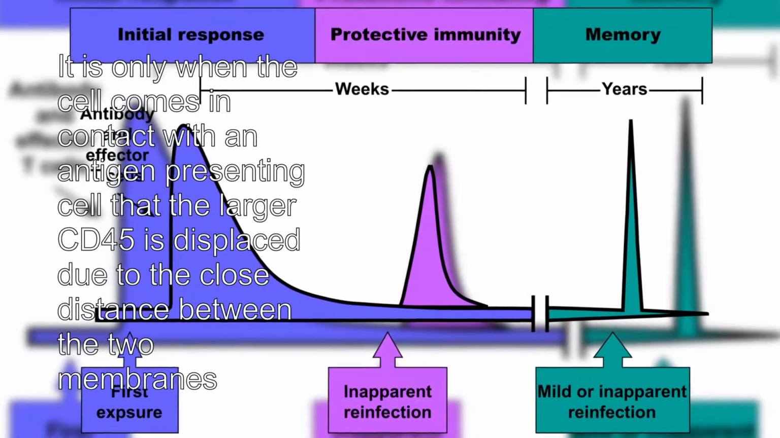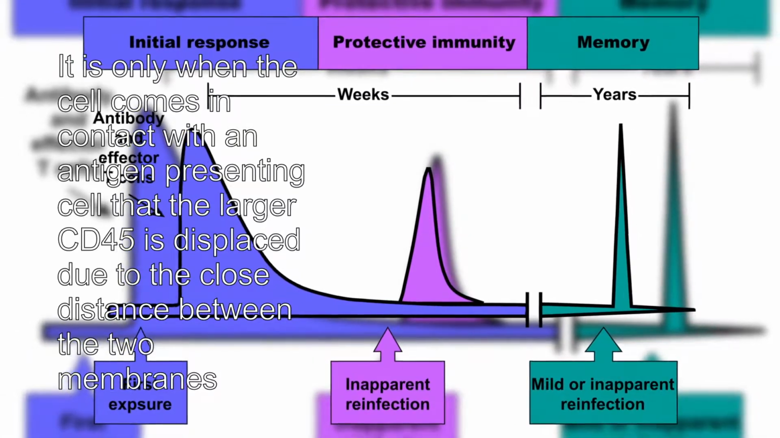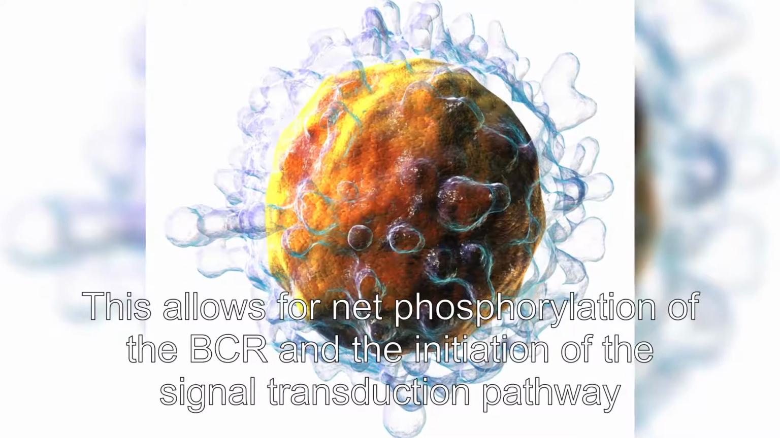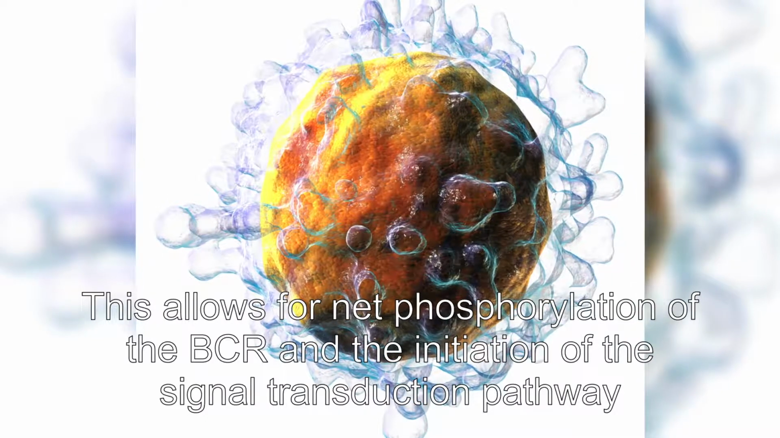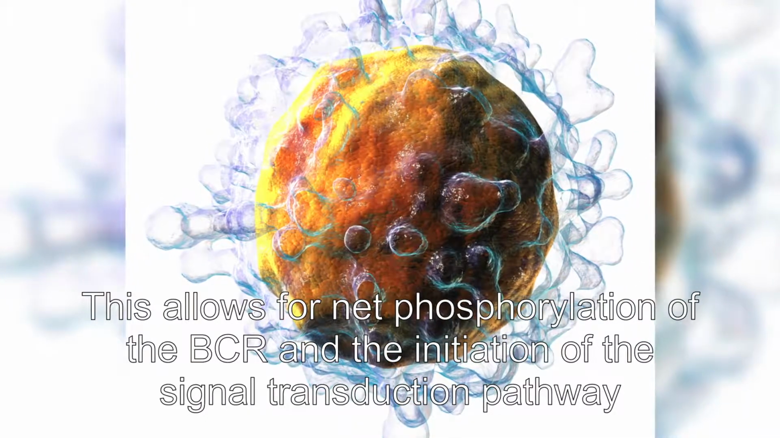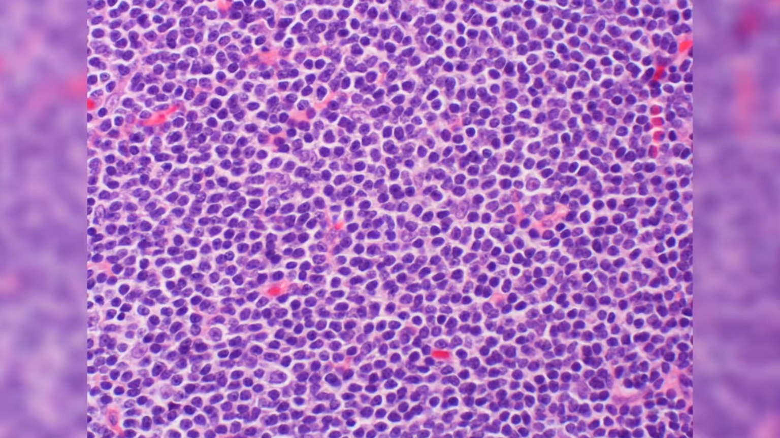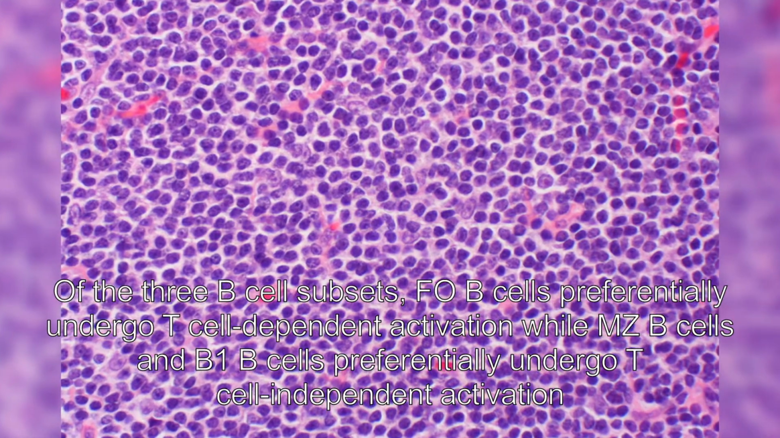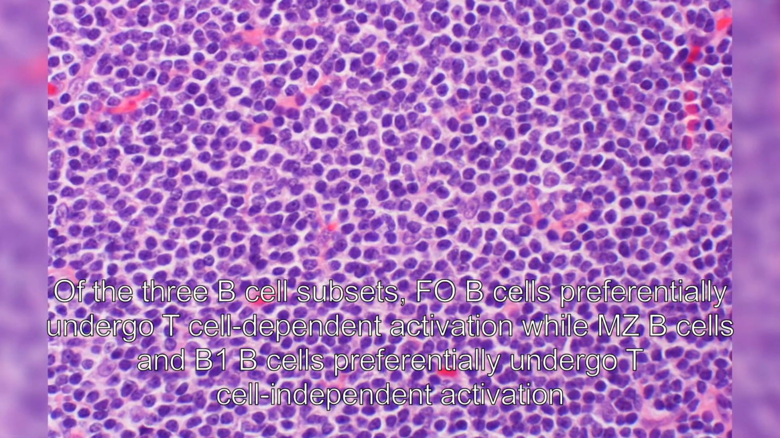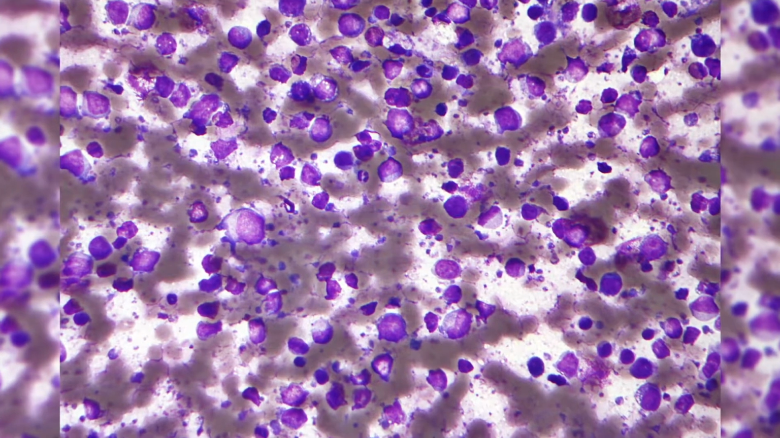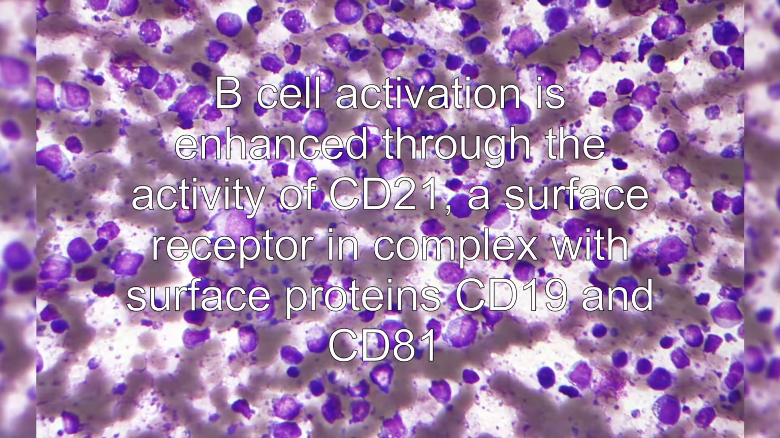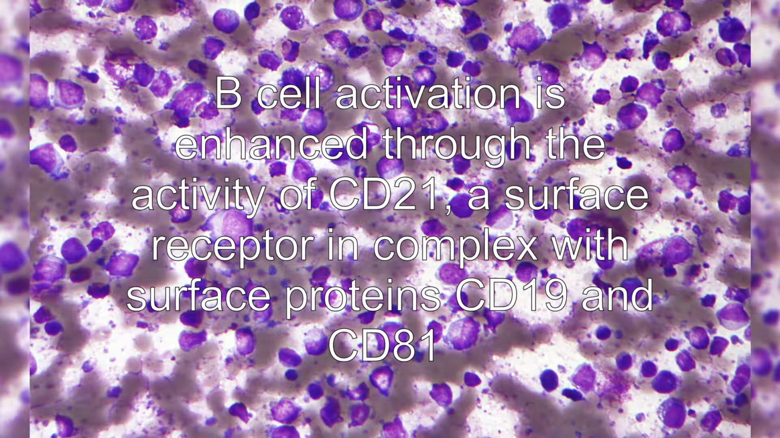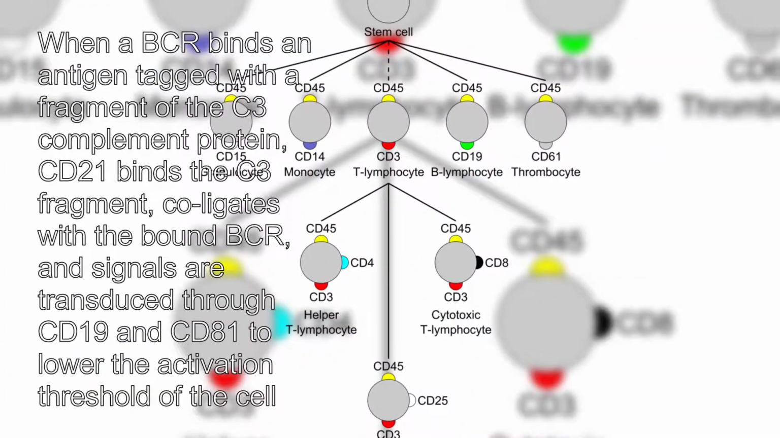B cell activation is enhanced through the activity of CD21, a surface receptor in complex with surface proteins CD19 and CD81. When a BCR binds an antigen tagged with a fragment of the C3 complement protein, CD21 binds the C3 fragment, colligates with the bound BCR, and signals are transduced through CD19 and CD81 to lower the activation threshold of the cell.